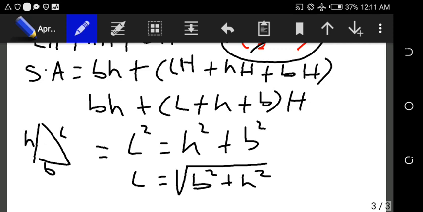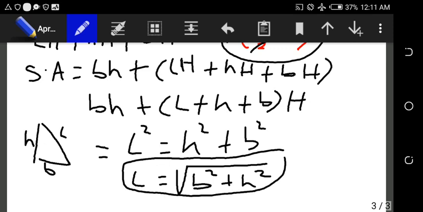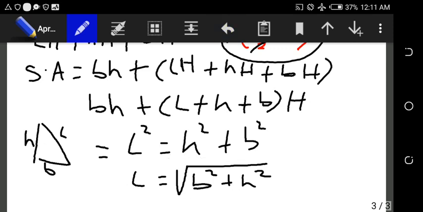So when we need to calculate the surface area, what we need to do first of all is to utilize this formula to calculate our L. Now having gotten the L, we'll then go back to the formula for the surface area, plug in the values, simplify, and we'll get what we're looking for.